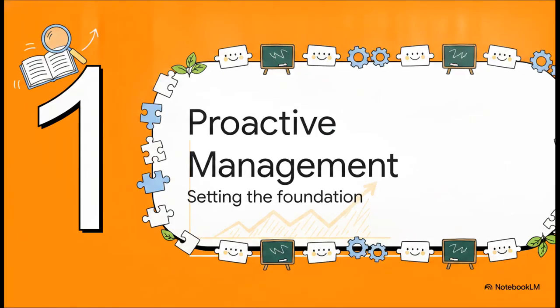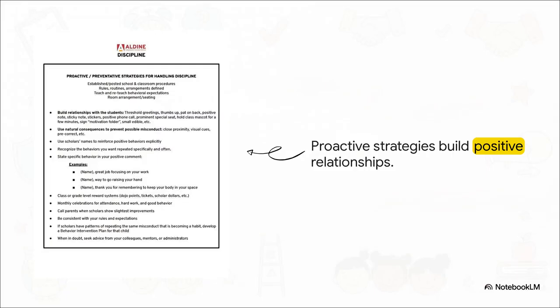Section 1. Proactive classroom management. Before we even touch the software, we've got to talk about the groundwork. The district's documentation makes it super clear. Our absolute best tools for decreasing major infractions are actually proactive and preventative. It's all about building relationships. We're talking about those threshold greetings at the door, giving a quick thumbs up, having clear room arrangements, and defining your routines from day one. When we lean into natural consequences and visual cues, we can often stop misconduct before it even truly begins.